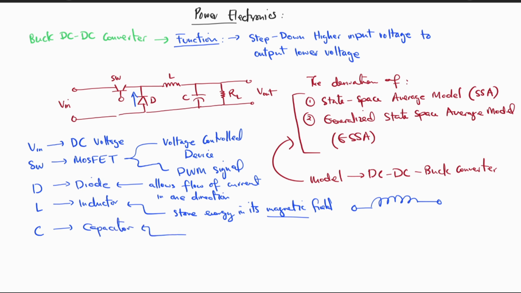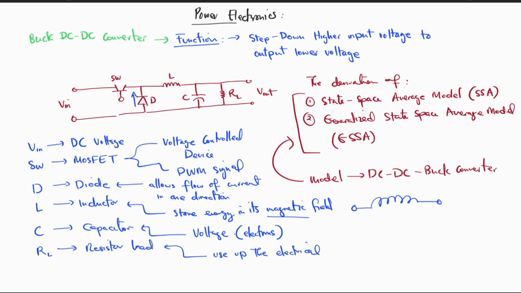And we have a C, which represents the capacitor. So a capacitor is mostly used for storing the voltage, and this voltage can also be known as storing of the electrons. And finally, we have the RL, which represents our resistor load, and this resistor load has the ability to use up the electrical energy. So if you want to build a buck DC to DC converter, you should have all these electrical components available.